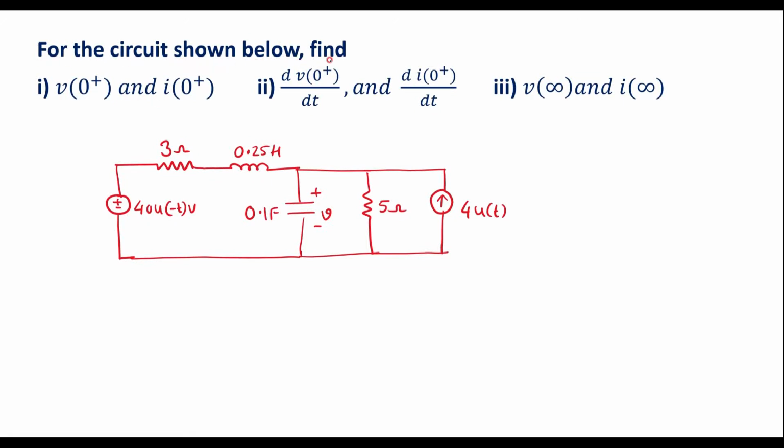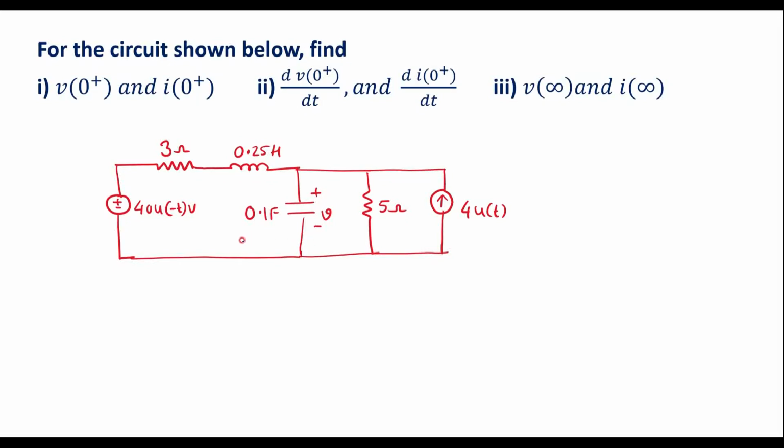For the circuit shown below, find V of 0 plus and I of 0 plus, dV of 0 plus by dt and di of 0 plus by dt, V of infinity and I of infinity. This is the given circuit.